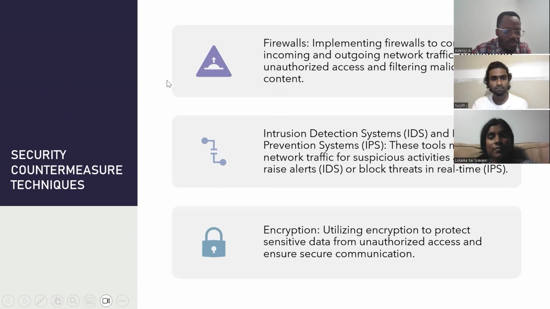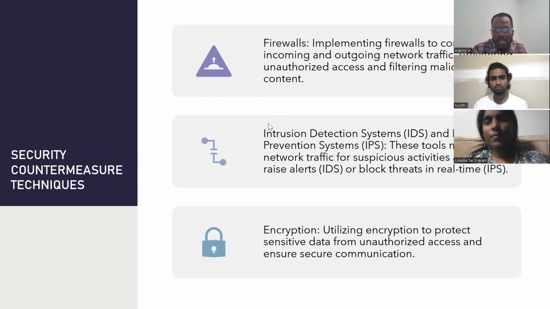We'll now talk about the security countermeasure techniques. The first one is firewalls: implementing firewalls to control incoming and outgoing network traffic, preventing unauthorized access, and filtering malicious content. Then IDS and IPS, intrusion detection systems and intrusion prevention systems. These tools monitor network traffic for suspicious activities and either raise alarms, that's the IDS, or block threats in real time, that's the prevention system.